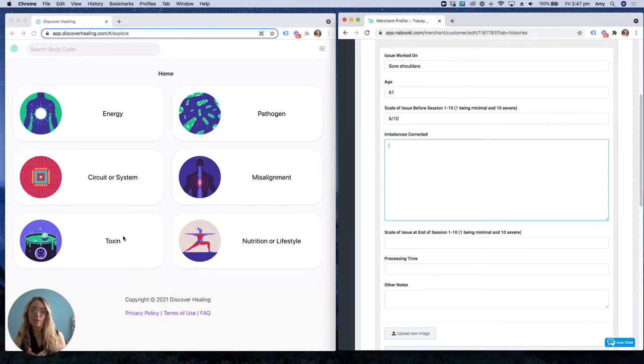Toxins. These are identifying toxins such as heavy metals, free radicals, chemicals and other toxins that might be throwing off the body's balance. Then we have pathogen. Pathogens are about identifying fungal, bacterial, viral, mold and parasitic invaders, those things that may wreak havoc on your body. Then we have misalignment. This is looking at the structure of the body, so the bones, the nerves, connective tissues, so you can achieve structural balance. And then nutrition or lifestyle. This category is about finding herbs, nutrients, exercise, lifestyle habits, those things that your body is asking for.